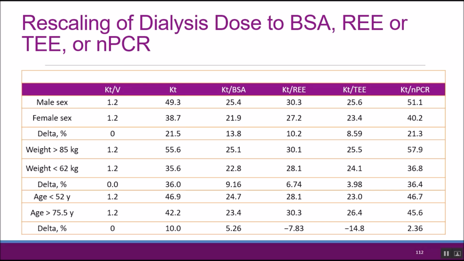And this table shows the difference in every item, if you divide KT over V or KT alone over body surface area and total energy expenditure or normalized protein catabolic ratio. So the delta changes here define how much more you need for adequate hemodialysis if you compare KT over additional factors rather than KT over V.